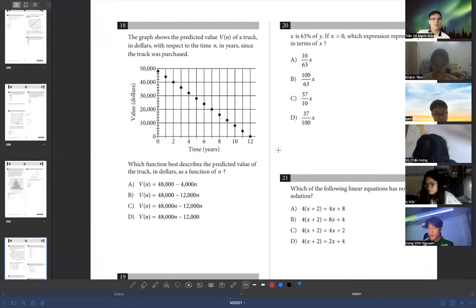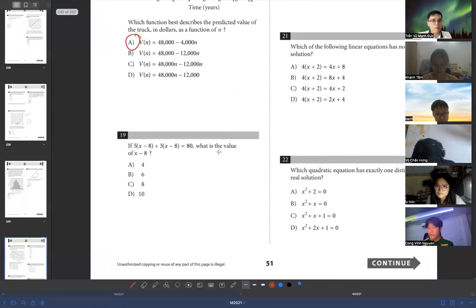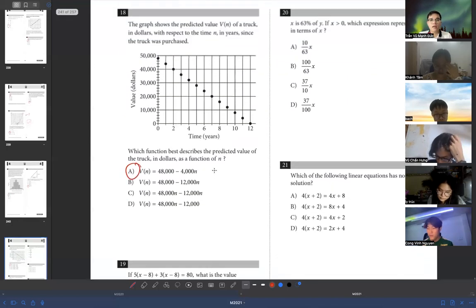Hang on a second. 18 is A. Yeah, it goes down. So the slope is negative. Negative 4. 19. 19B. What is the value of X minus? D. I mean D. Okay, D. 19D. Right, correct. 20.